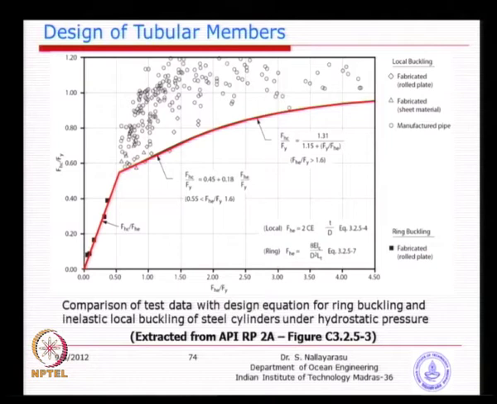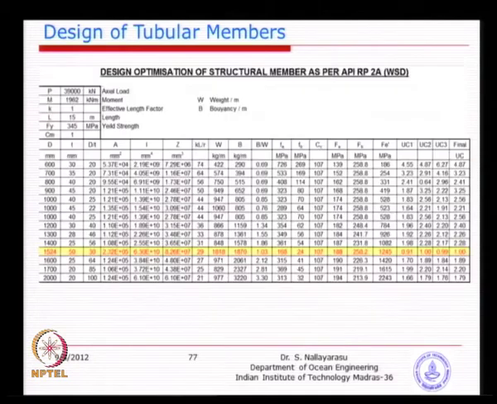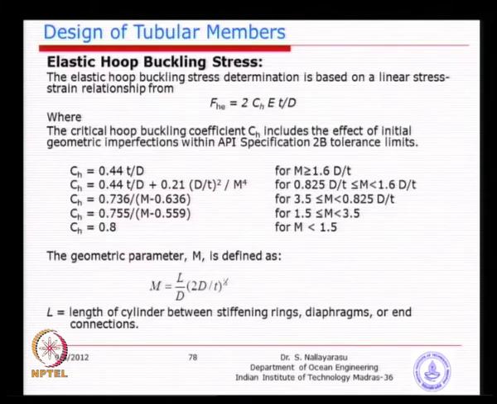Some of the graphs extracted for basically the FHC and FHE. We just saw earlier, all those are API graphs, the equations that we discussed. Now, what we are going to look at is the hoop stress, the allowable hoop stress.